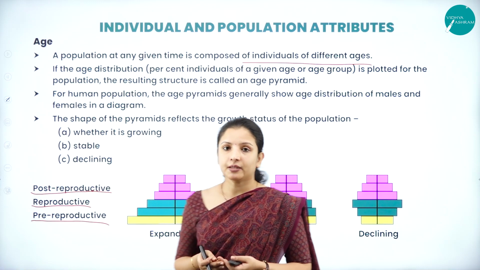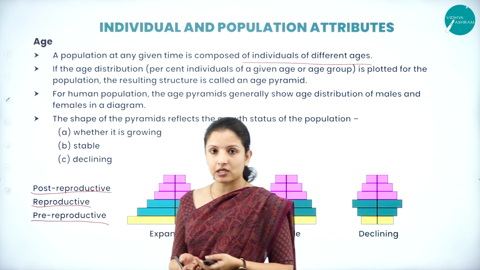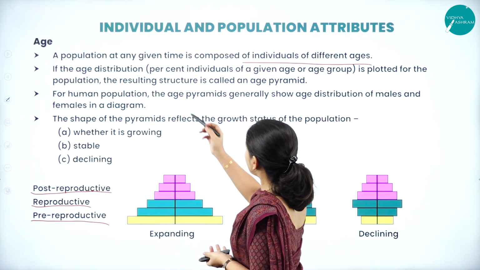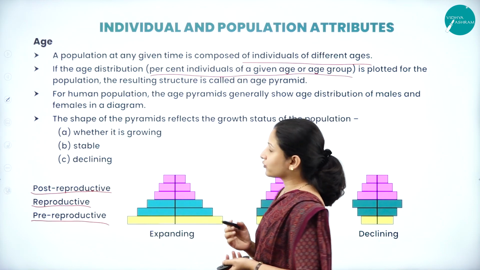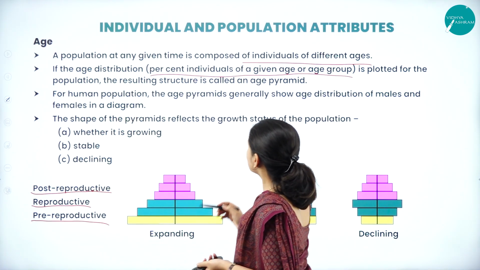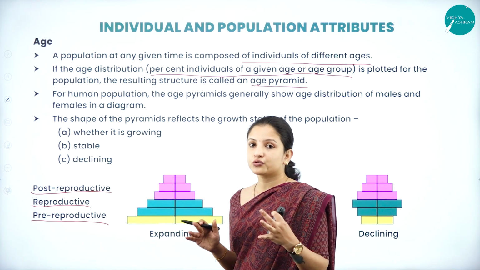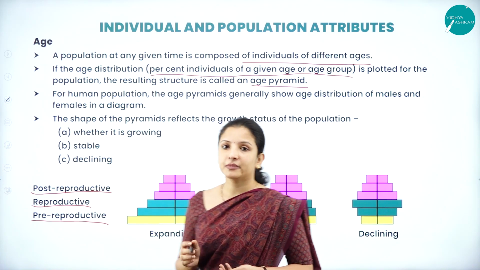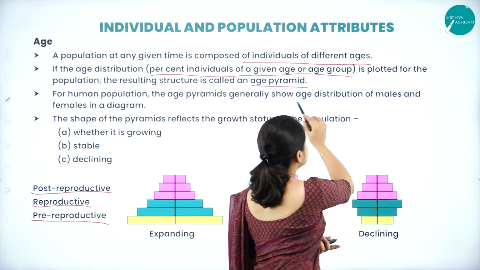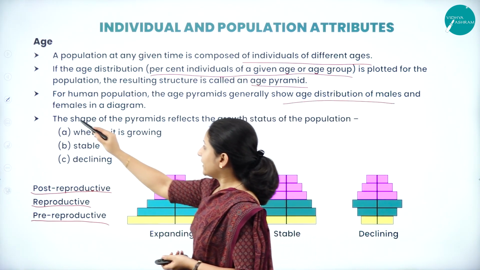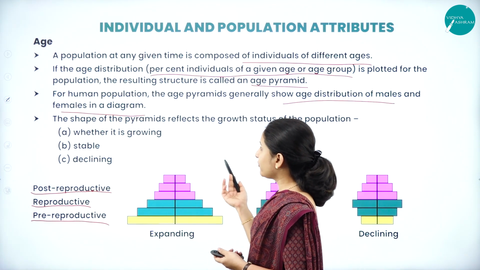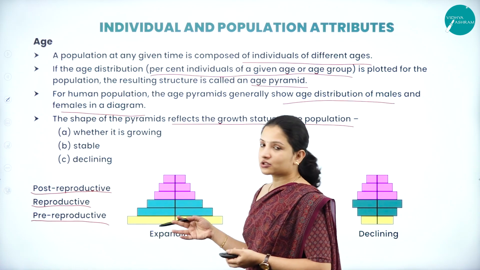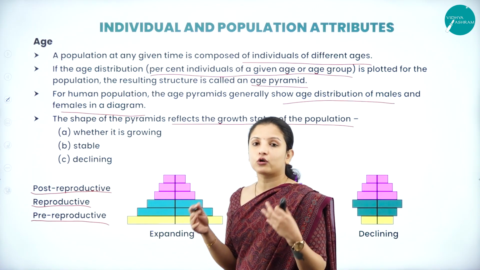A population at a given time is composed of individuals of different ages, that is post-reproductive age, reproductive age and pre-reproductive age. If the age distribution, that is the percent of individuals of a given age or age group, is plotted for the population, the resulting structure is called an age pyramid. The age of the population is usually represented by an age pyramid. So this is the age pyramid. For the human population, we can find out the age distribution of males as well as females in this diagram. The shape of the pyramid reflects the growth status of the population, whether it is expanding, stable or declining.